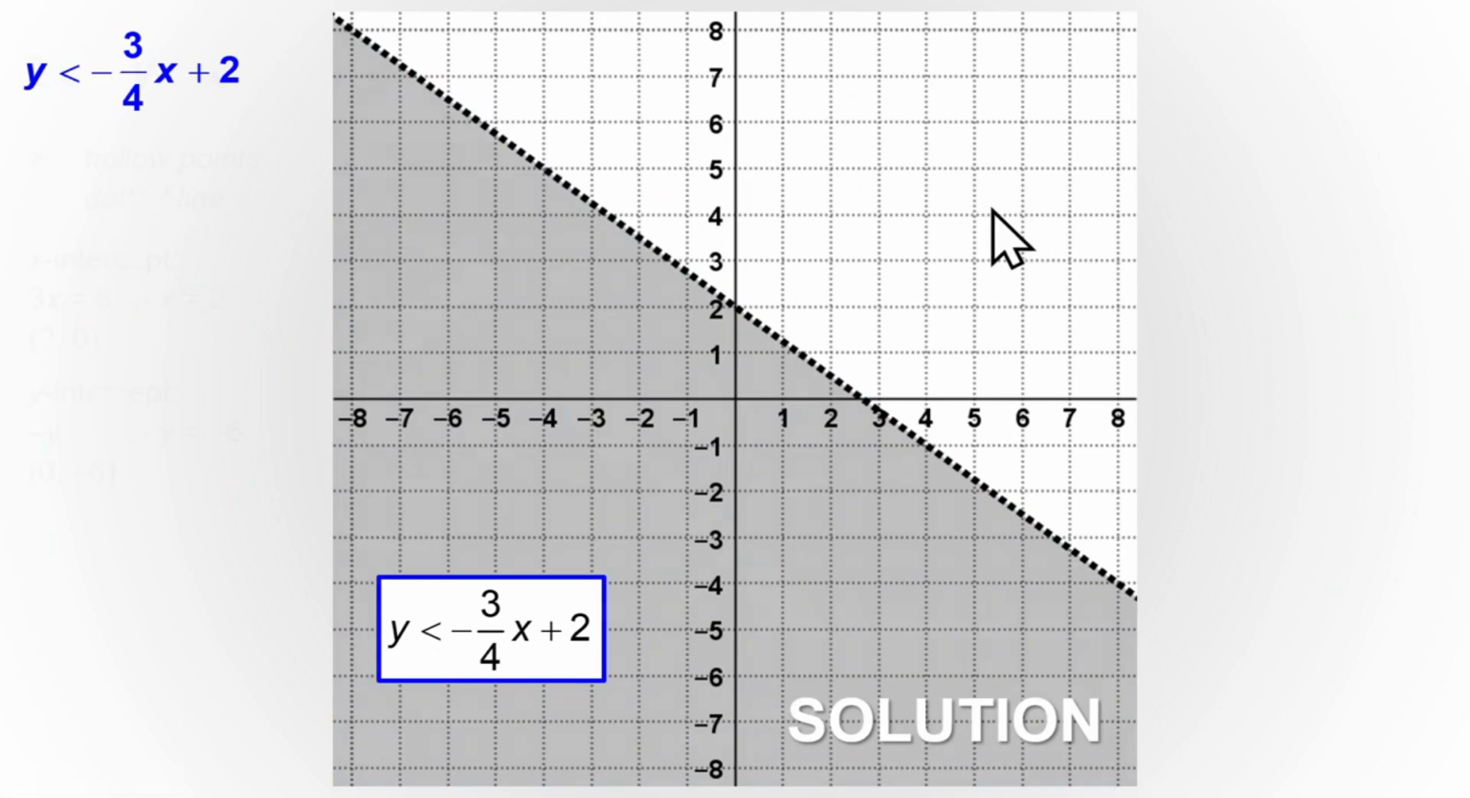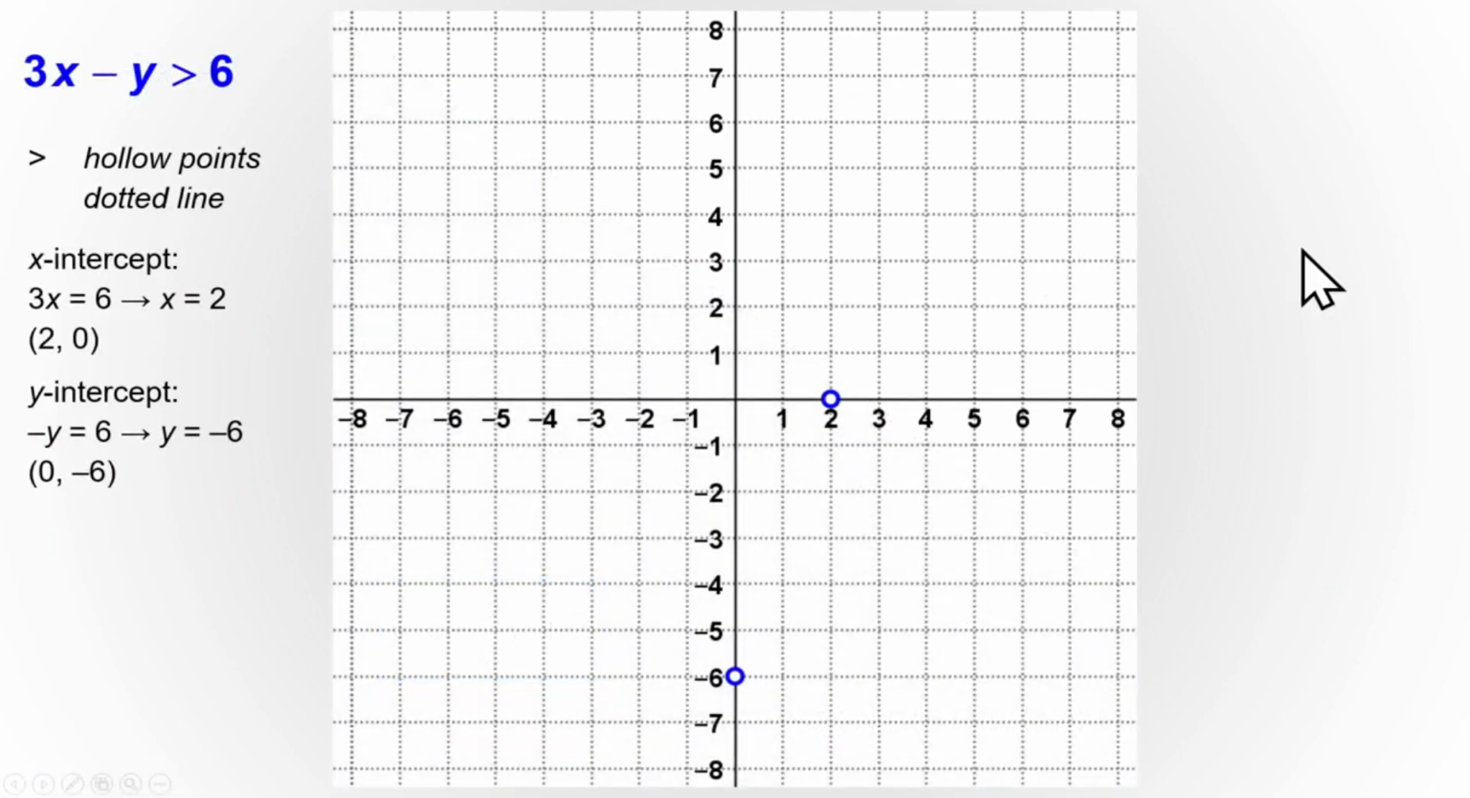Let's do this again. 3x minus y is greater than 6. Because it's greater than, hollow points, dotted line. For this problem, because it is in standard form, I decided to go ahead and find my x-intercept. Remember, if I'm finding my x-intercept, I'm just going to make y equal to 0, and that will drop this piece out, making this 3x equal to 6.